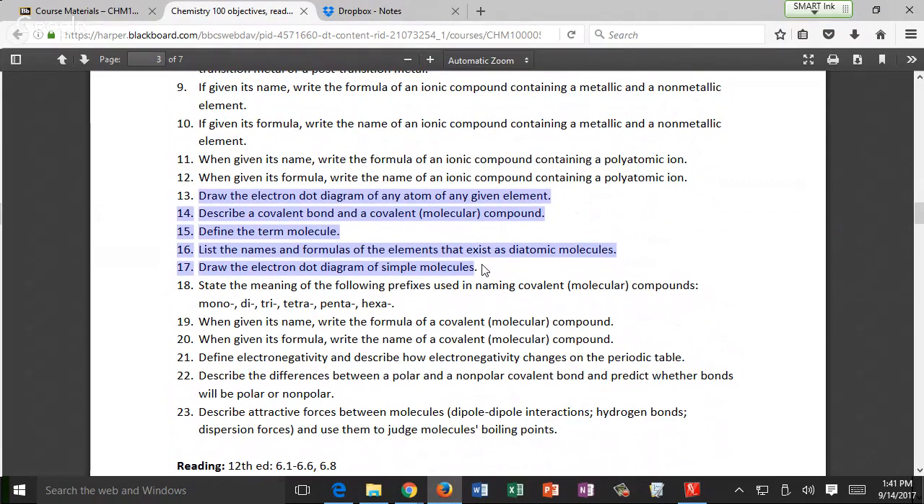How to draw molecules, electron dots, so don't worry about that. We have talked about the naming of molecular compounds, so that's good. And then we haven't done the rest of this stuff, electronegativity, polarity, attractive forces. We haven't done that yet, so that'll be next week. So you can review those things in there.